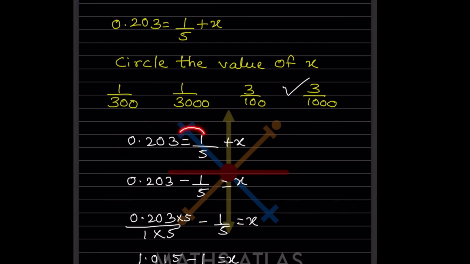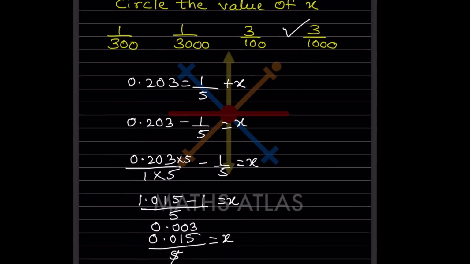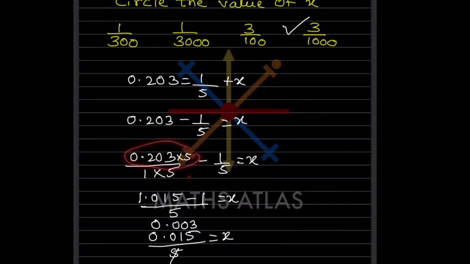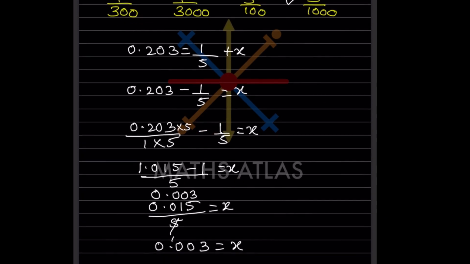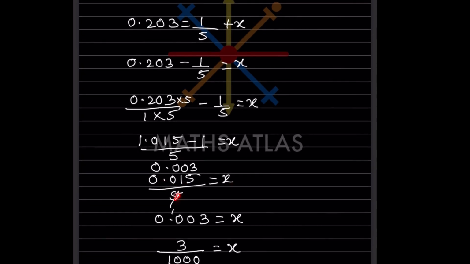If I take this 1 by 5 to the left hand side, it will be minus 1 by 5. Now we can see the LCM is 5, so we'll multiply this by 5. When you multiply 0.203 into 5, that will be 1.015, and minus 1 divided by 5 is x. So 1.015 minus 1 will be 0.015, divided by 5, that will be x. When you divide this, 5 3s are 15, so it is 0.003.